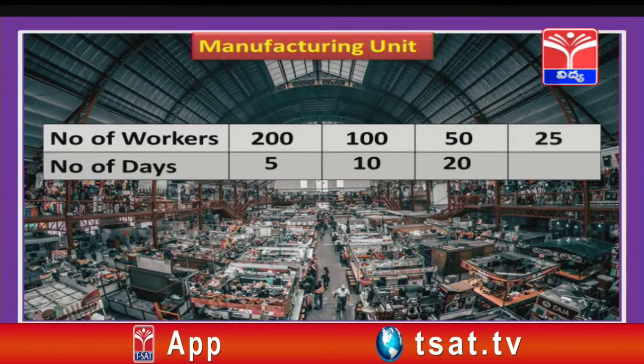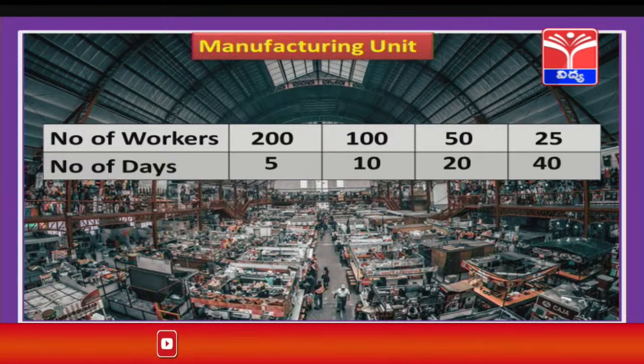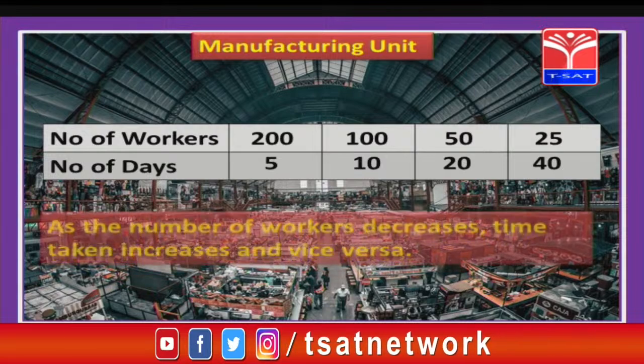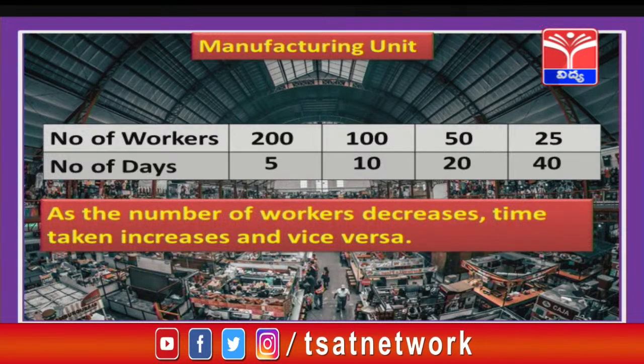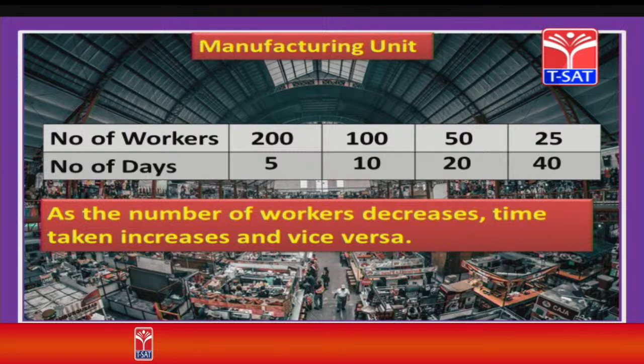Let us decrease the workers further to 25. Now, what is happening here? Then the number of days has increased to 40. Now, here if you notice, the number of workers are decreasing, whereas the number of days are increasing. So, I can say number of workers decreases and the time taken increases and vice versa.